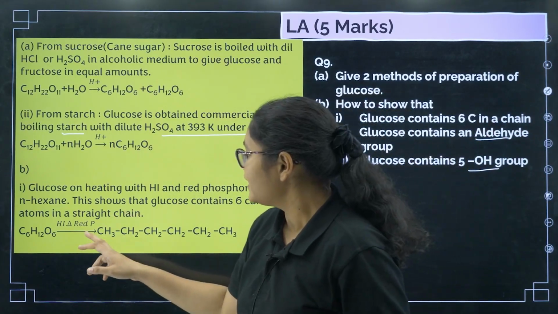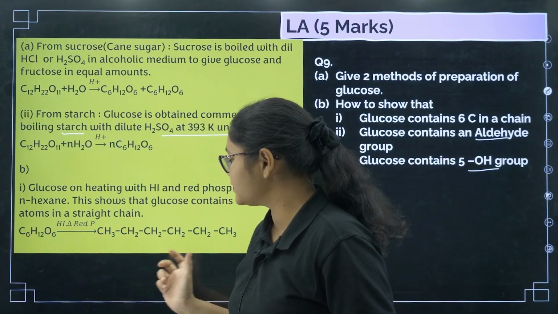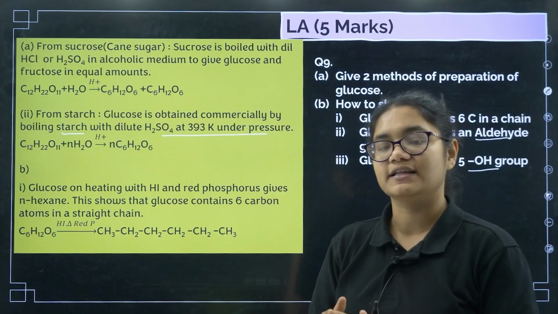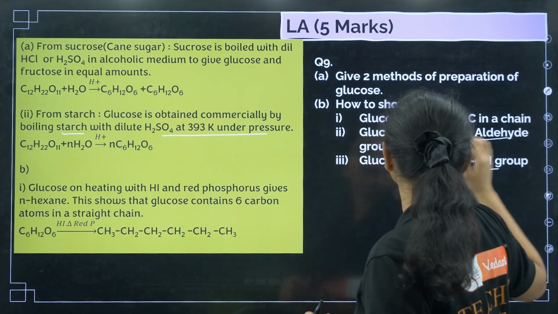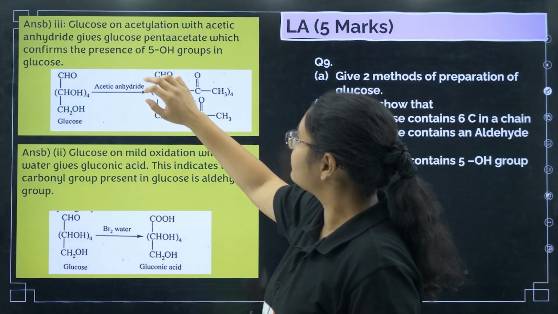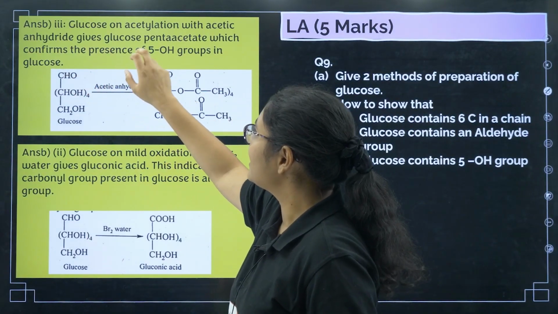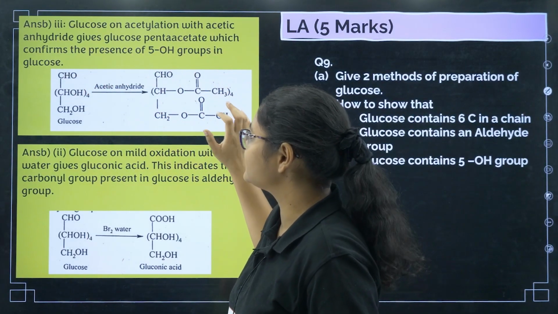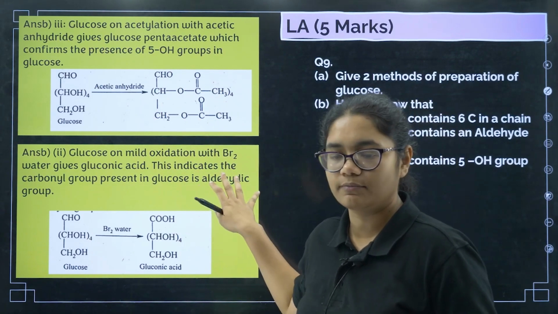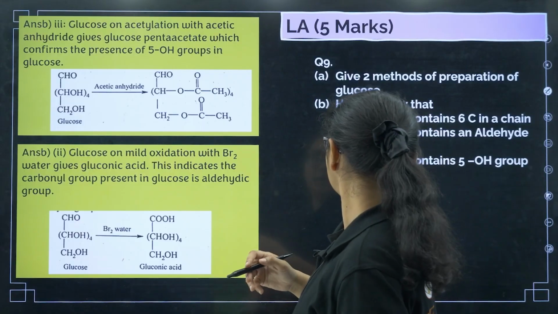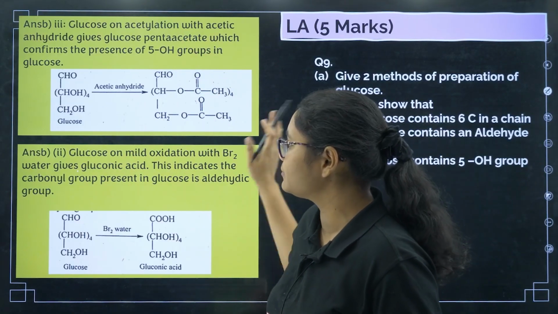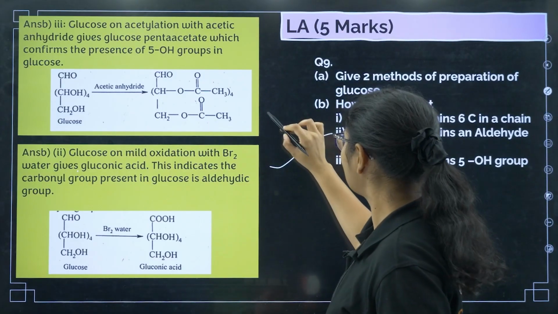Next we will see the reactions of glucose, that it contains 6 carbons. So you react it with HI and red phosphorus, then glucose gives you n-hexane, a straight chain of 6 carbons. This tells that glucose has 6 carbons in one chain. Next, for the 5 OH groups, it reacts with acetic anhydride and gives you glucose pentaacetate, and this tells you that there are 5 OH groups. This we have already discussed. For the aldehyde group, this one is the reaction. So there is some order, please check it properly. This one is this one and this one is this one.